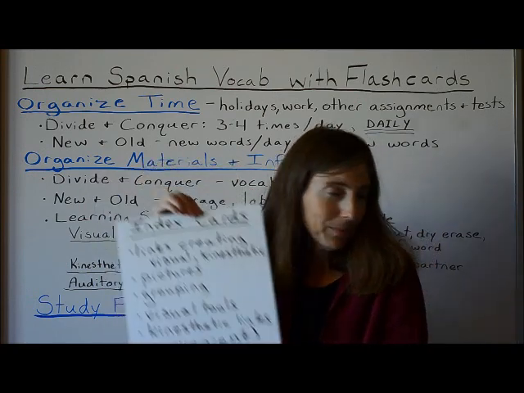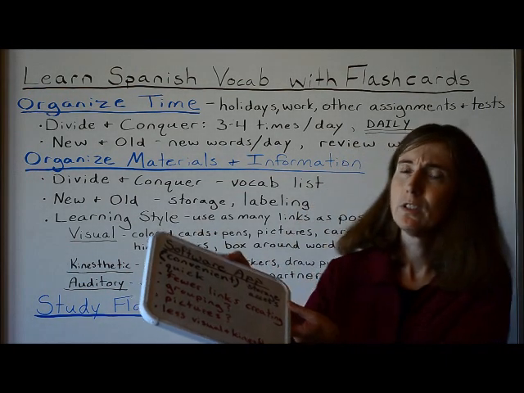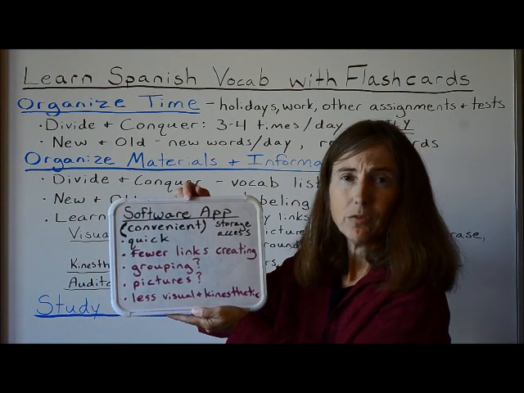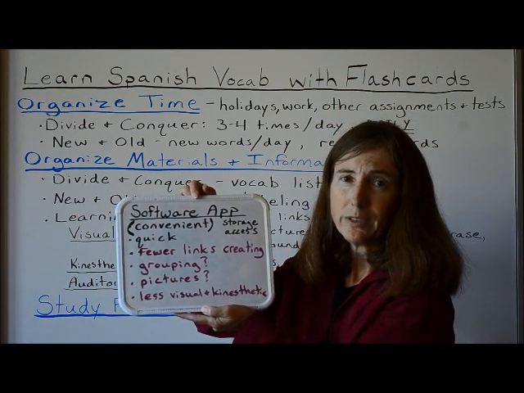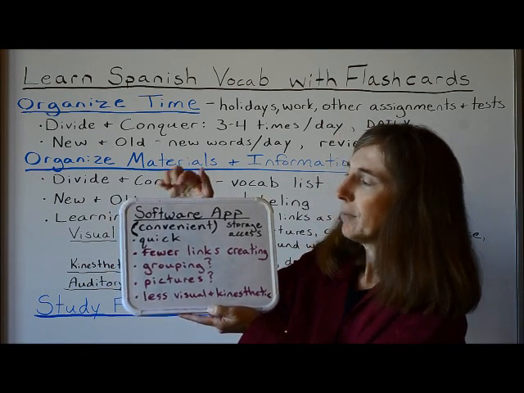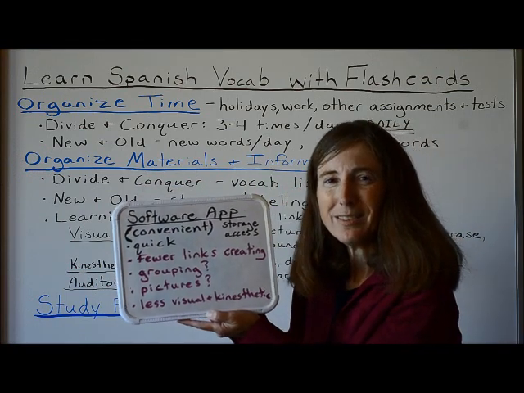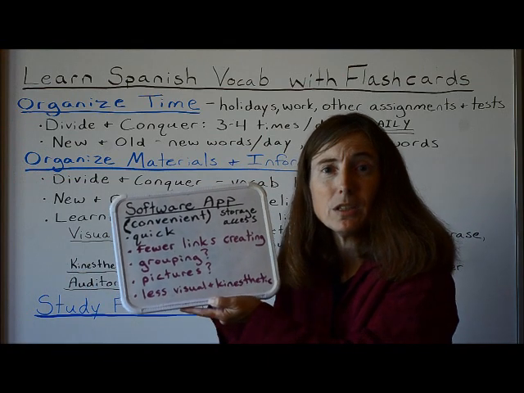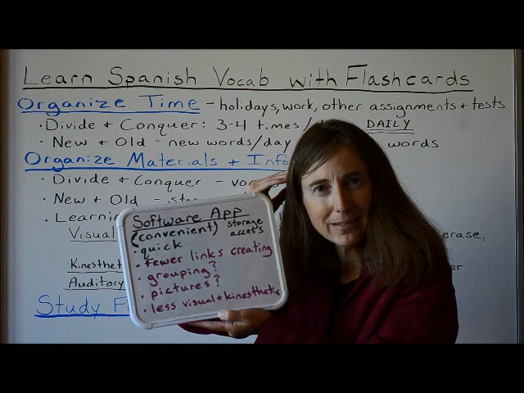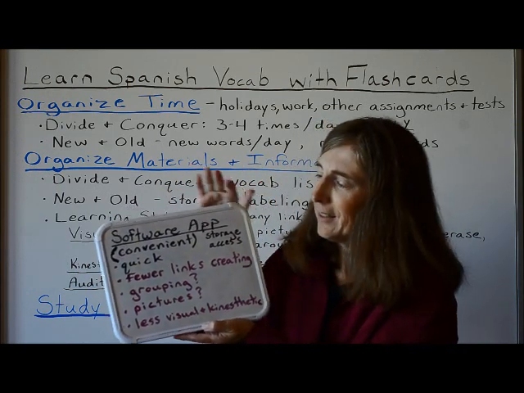Now for the cell phone apps, they are very convenient, because if you have a cell phone, it's probably with you all the time and you can look at that vocabulary whenever you choose. It's very quick also. You can type it in and it's done. But that quickness is a disadvantage, because then you're not spending as much time creating that card. You're not generating as many links in your brain. So therefore, quick may not be the best.